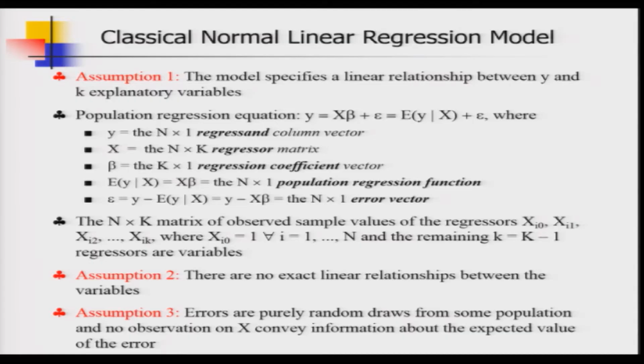Now, we move on to assumption 3, which says that errors are purely random draws from some population and no observation on x conveys information about the expected value of the error. So, what does that mean? That says that the expected value of epsilon given x is equal to 0, and this is popularly called the exogeneity assumption. That means there is no covariance or correlation between the error variable epsilon and any one of the explanatory variables that you have in the data matrix.